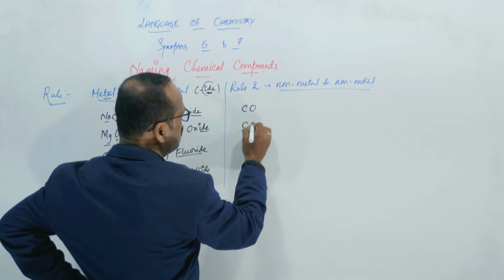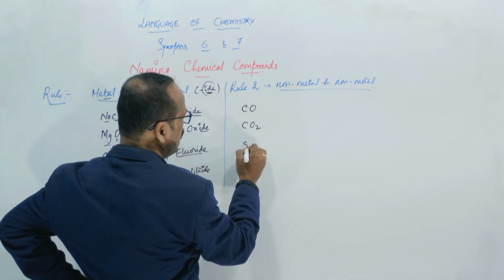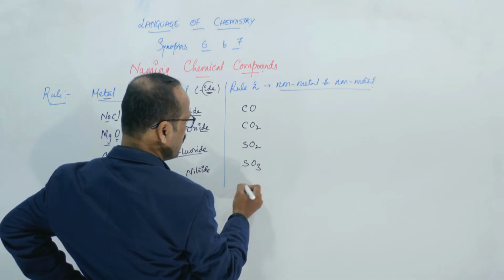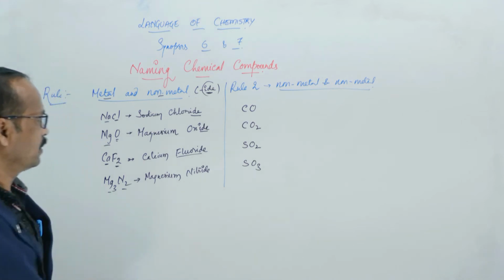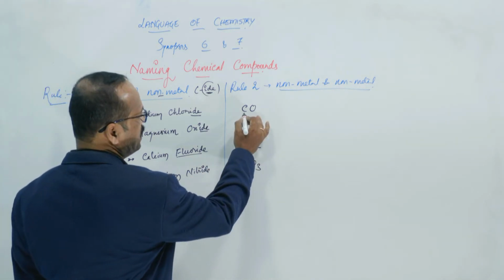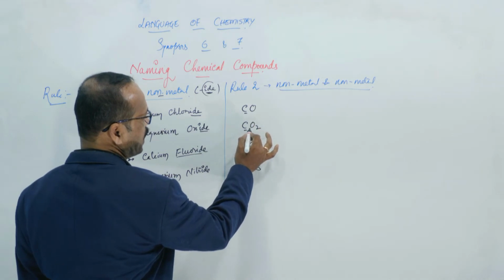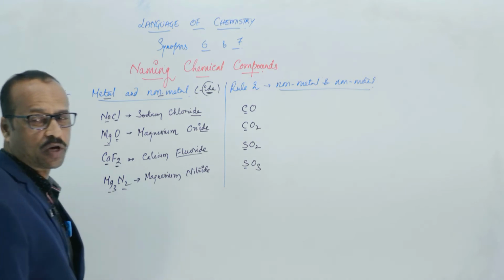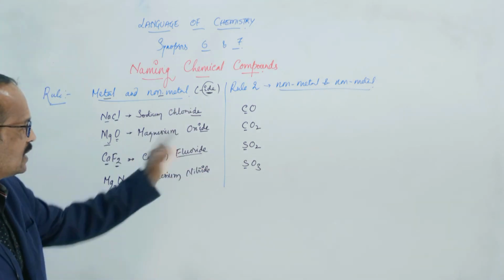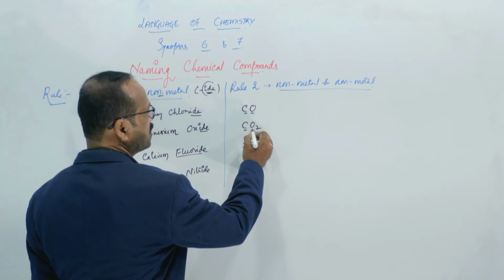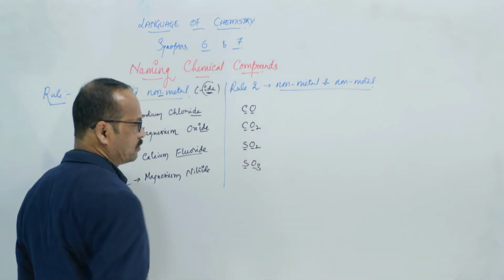CO, CO2, SO2, SO3. So this I am taking. Here the first elements are carbon, carbon, sulfur, sulfur, which are non-metals. Let's see the second elements: oxygen, oxygen, oxygen are non-metals only.